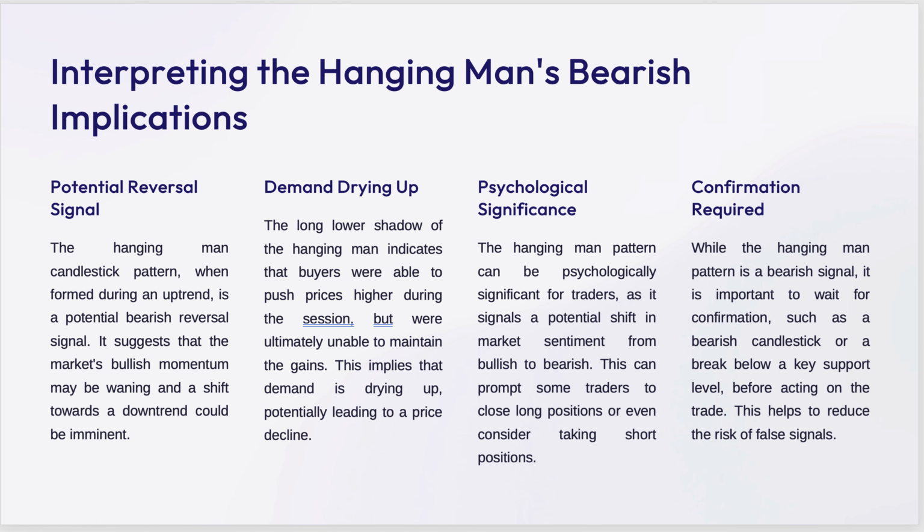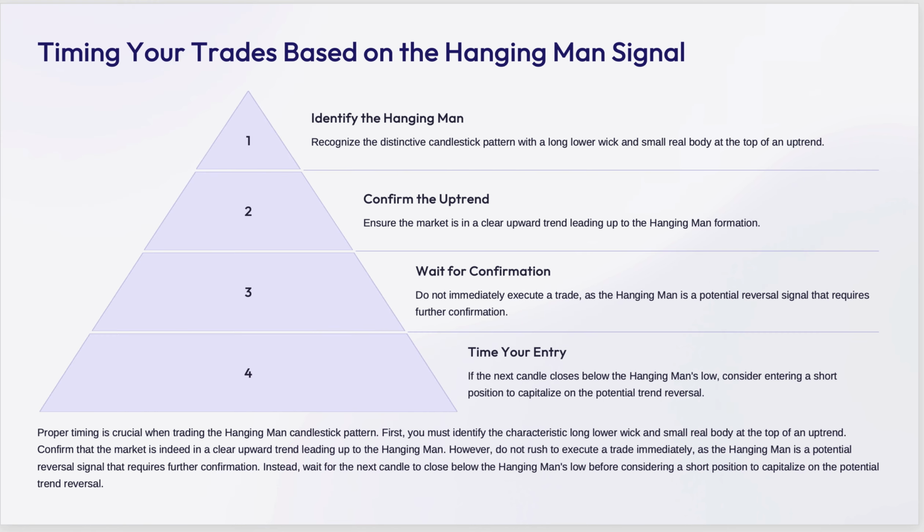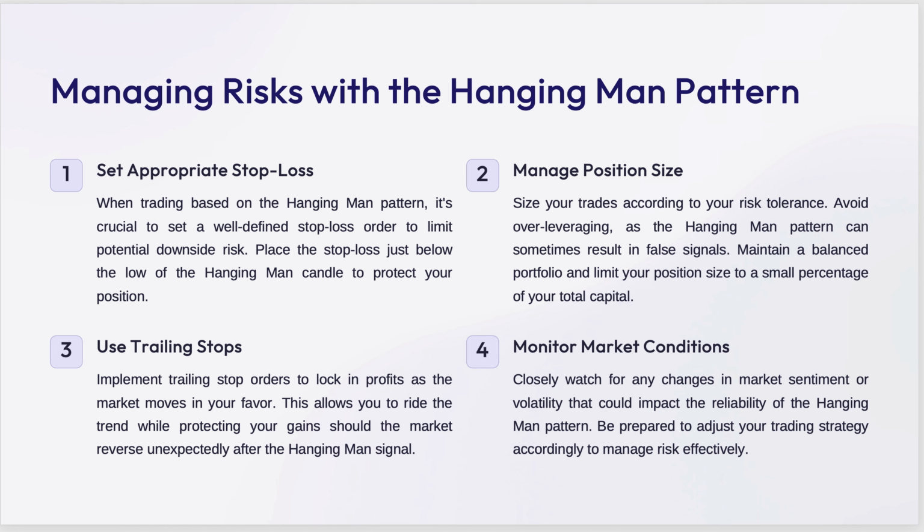Confirmation is required. The next candle actually gives you the confirmation. Identify hanging man patterns, confirm uptrend conditions, wait for the confirmation, and time your entry based on mostly the next candlestick or underlying indicators, whatever you like. But I would take both the indicators and the candlestick patterns when I am taking the position.